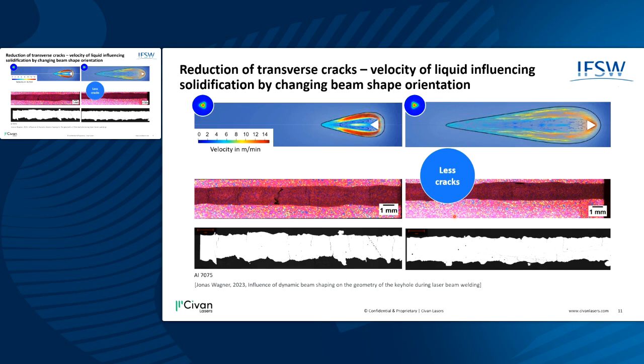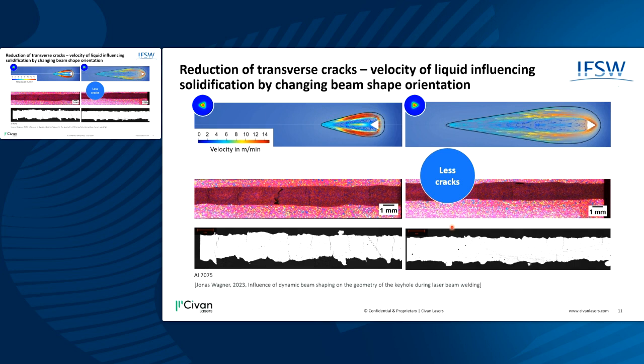In the middle is a top view image of the weld, and you can see that they look different. At the bottom is a longitudinal cross-section, and you can see how different the welds look from each other. One has many transverse hot cracks, and the other has very few. The idea is that just by controlling the power distribution, the beam shape you have in the process, you can influence what is happening inside the melt pool and the welding process.